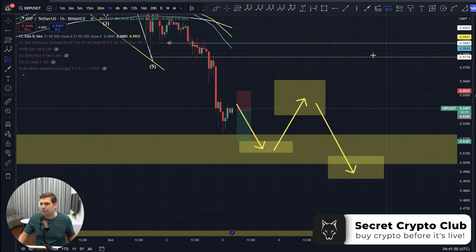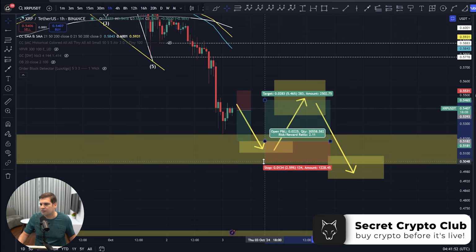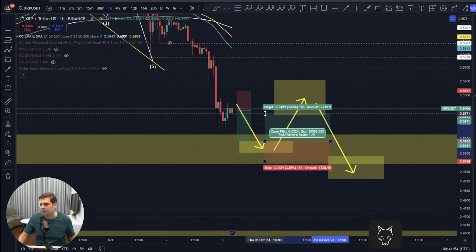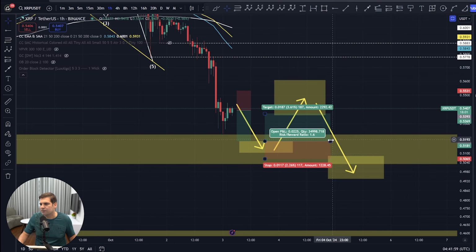Okay, and then of course we'll be looking for long positions from the low side, again with a tight stop loss, and target out 1.5 on the risk reward ratio, again on the lower side of the expectations here probably, and to make sure that we hit those levels like so.